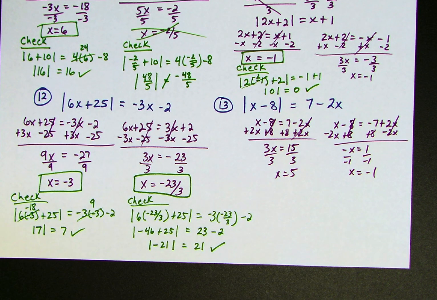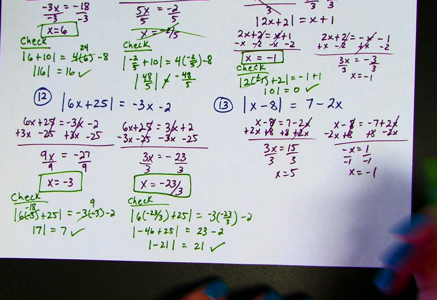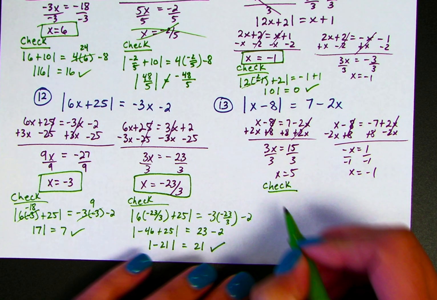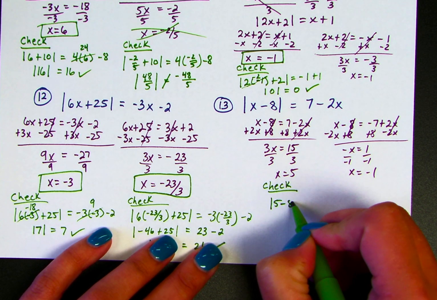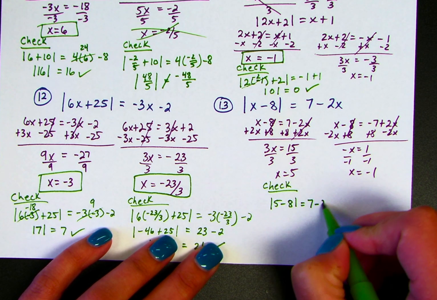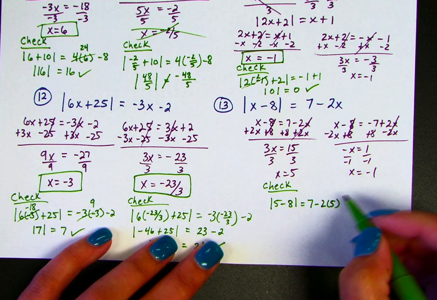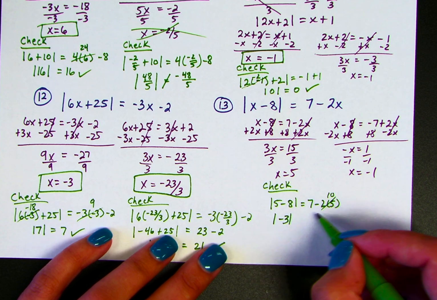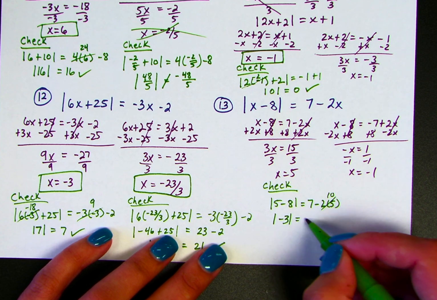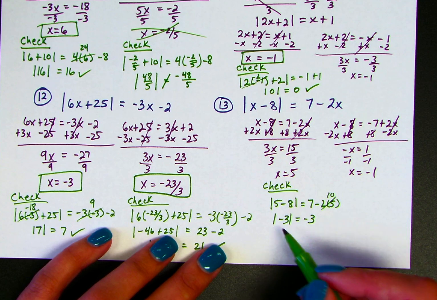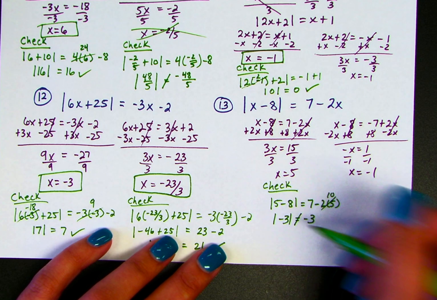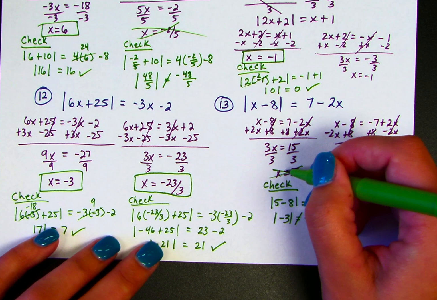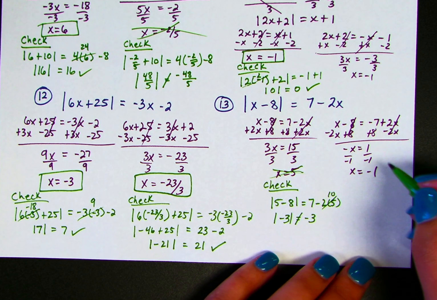And now I need to check my answers. So we will have 5 minus 8 equals 7 minus 2 times 5. So that's really a 10. So this is -3, and then 7 minus 10 is -3. So the absolute value of -3 is not equal to -3. So 5 is an extraneous solution. So I need to cross that off. And then I have to check my second one.